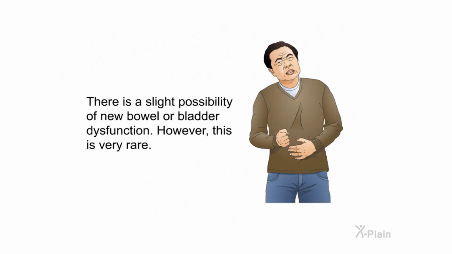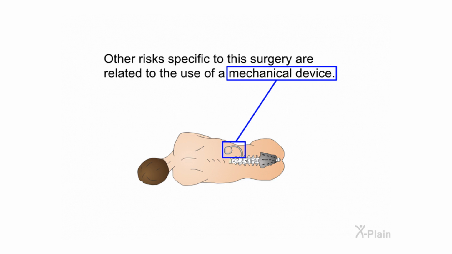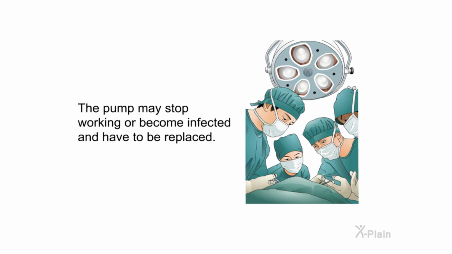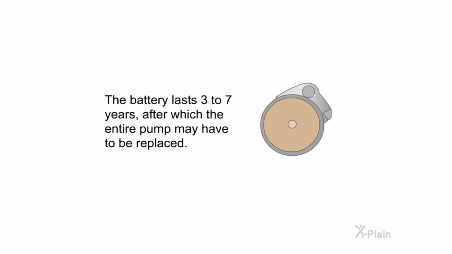There is a slight possibility of new bowel or bladder dysfunction. However, this is very rare. Other risks specific to this surgery are related to the use of a mechanical device. The catheter may pull out of place or break and have to be replaced. The pump may stop working or become infected and have to be replaced. The battery lasts 3 to 7 years, after which the entire pump may have to be replaced.